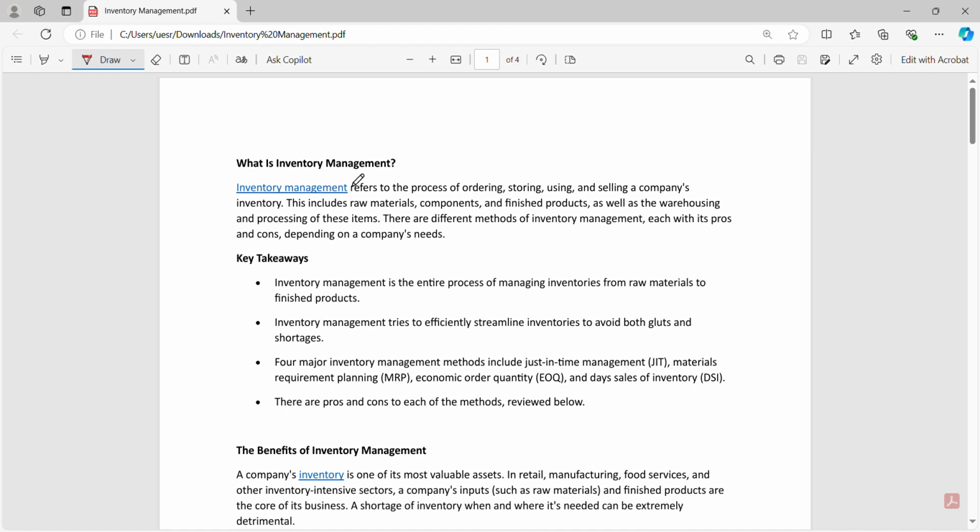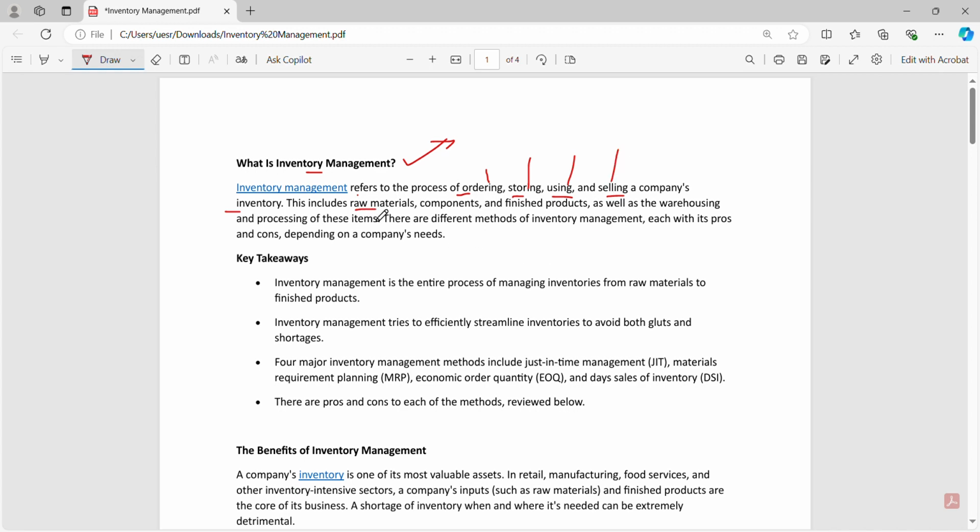Today we are going to cover the topic inventory management from a domain knowledge point of view. Inventory is a very important aspect of any supply chain management system. So let's see what inventory management is. It refers to the process of ordering, storing, using, and selling a company's inventory.